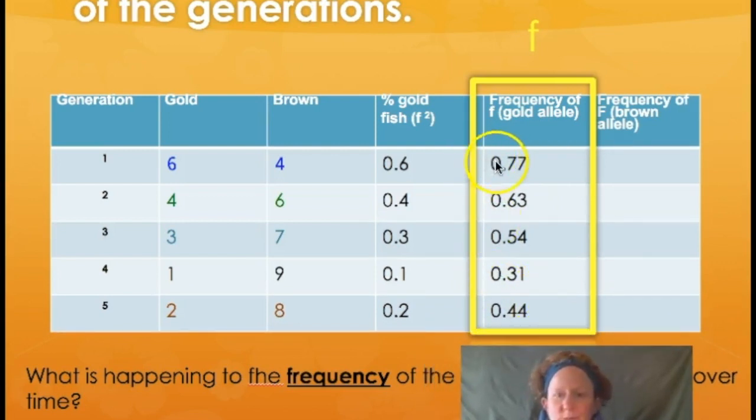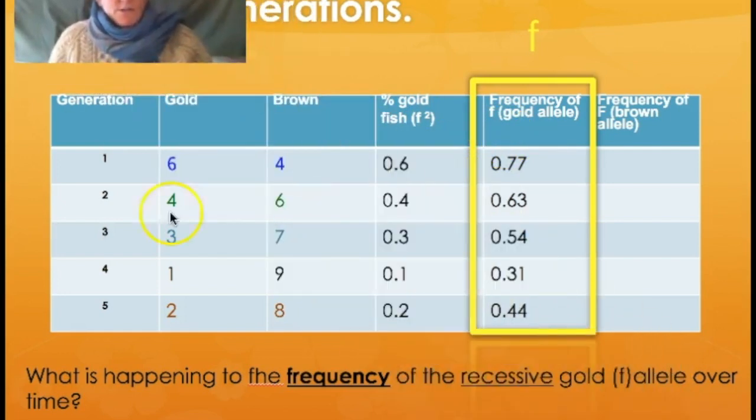And you can just use my numbers. So this here represents F squared, that's percent of goldfish. That's the phenotype. And we could figure out the alleles or the genotype by just taking the square root. Now we're going to ask ourselves another question. What's happening to the frequency of the recessive gold allele over time?